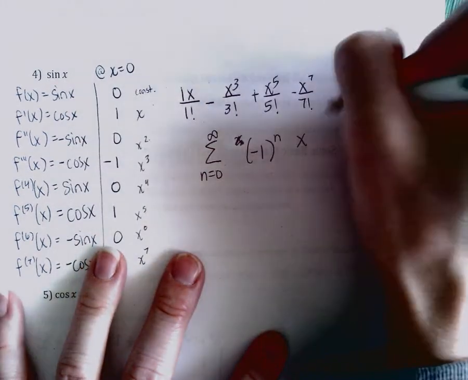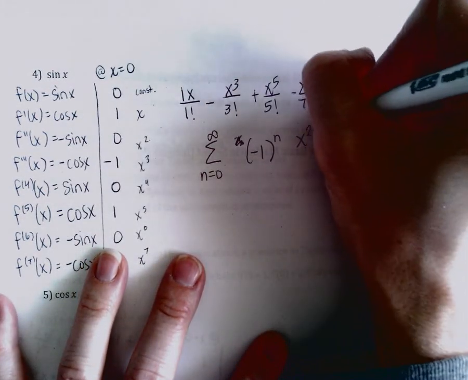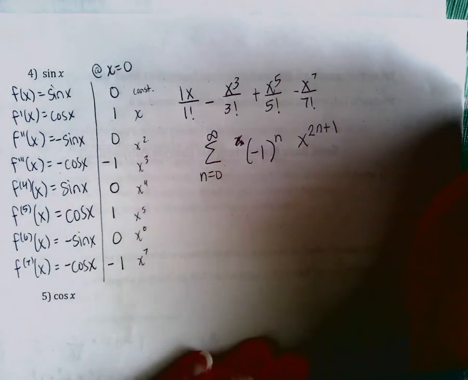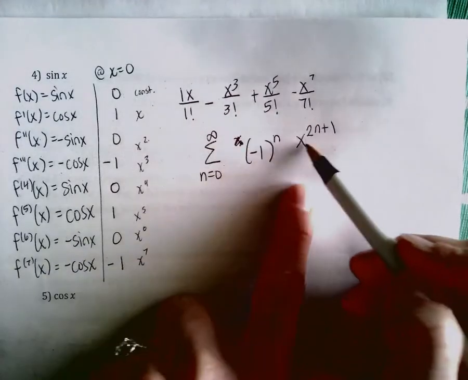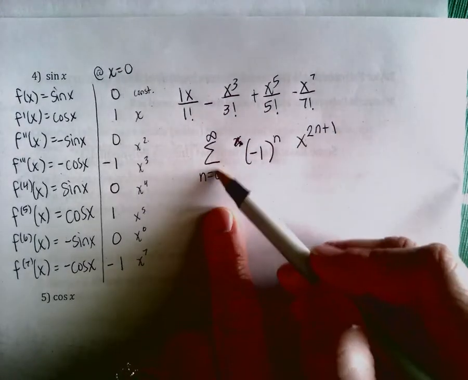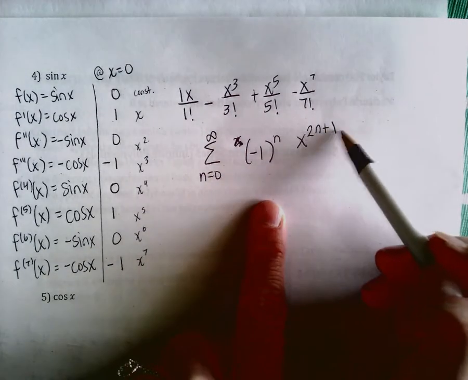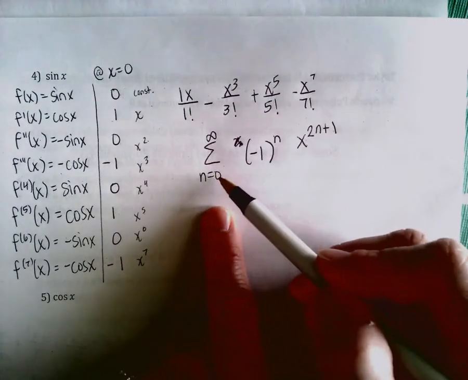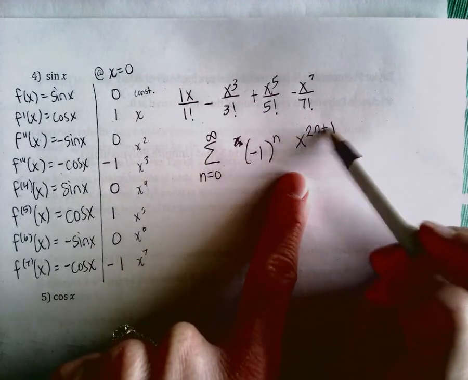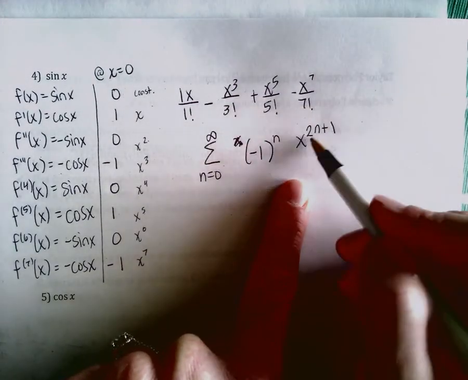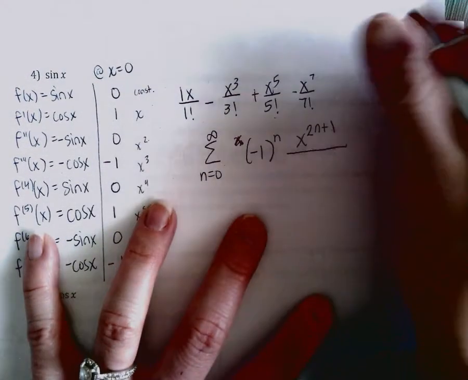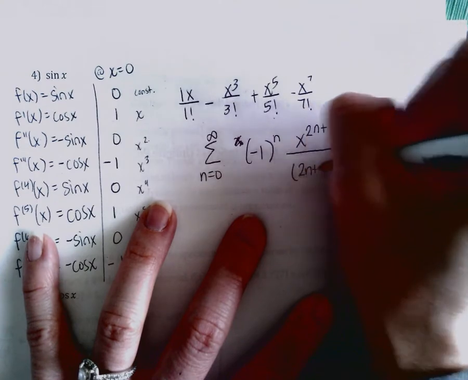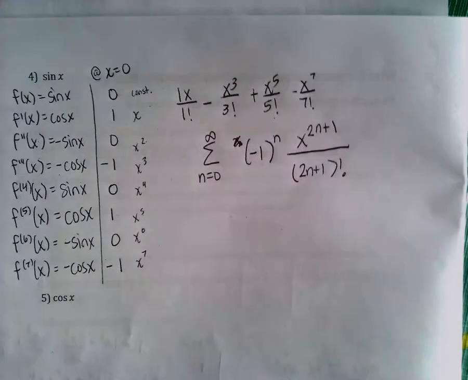The way to make an odd number is like this, 2n plus 1. Think about it. Plug in a 0 for n, you would get x to the 1st. Plug in a 1 for n, you get x to the 3rd. Plug in a 2 for n, you get x to the 5th. So you can see that that would work. X to the 2n plus 1, over, and it's the same numbers on the bottom, but factorial. So 2n plus 1 factorial. And there is your power series for sine.